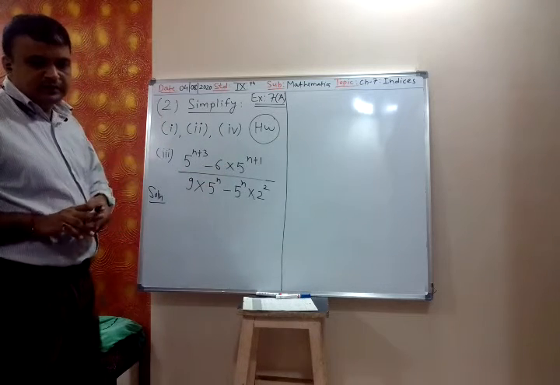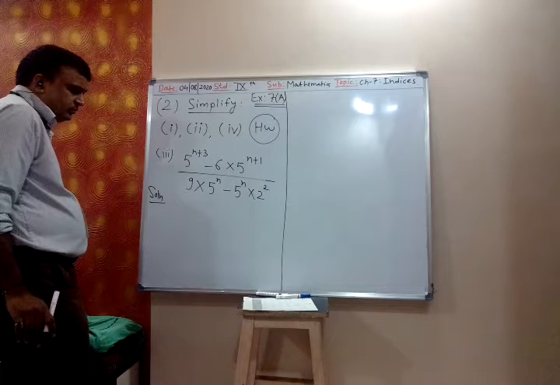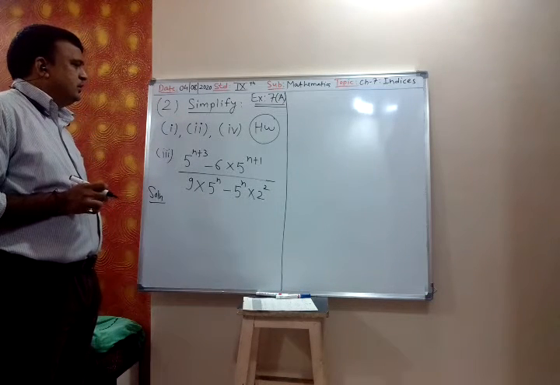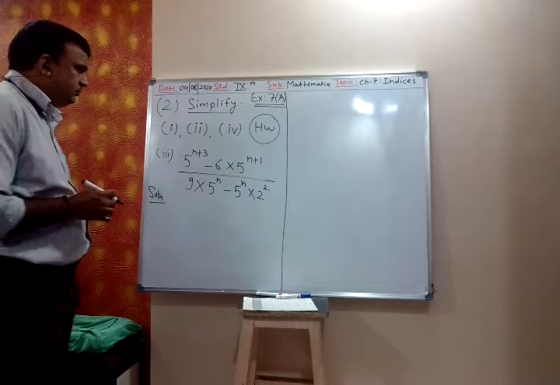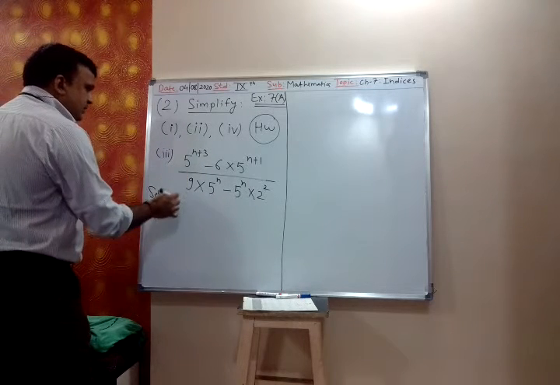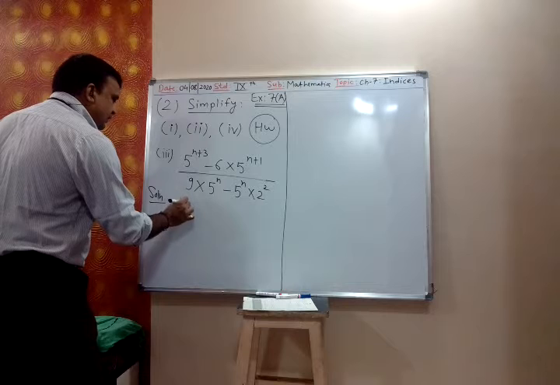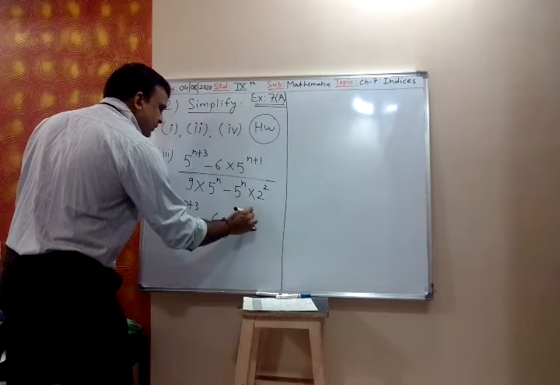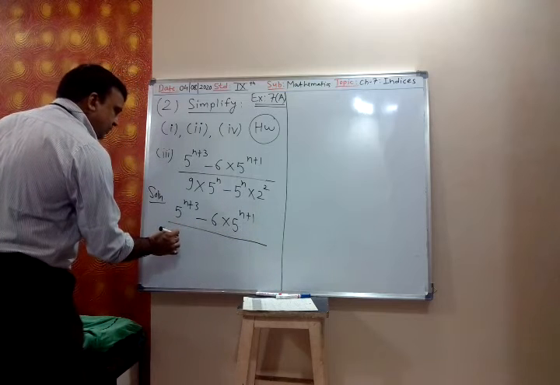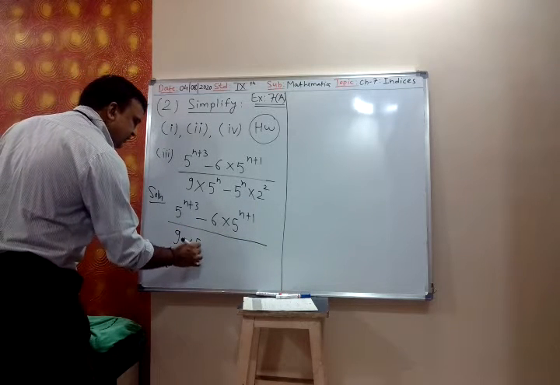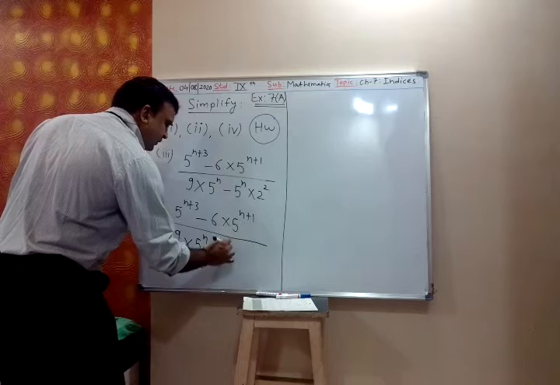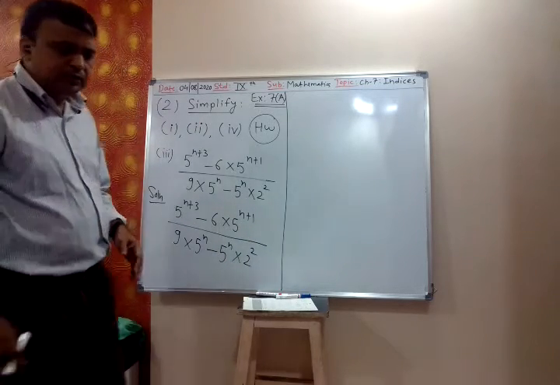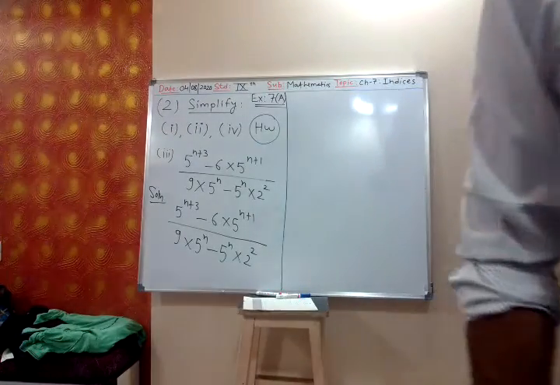First, second, fourth homework. They are directly you will get the answer. Now I will solve this third one. 5 raised to n plus 3 minus 6 into 5 raised to n plus 1 upon 9 into 5 raised to n minus 5 raised to n into 2 raised to 2. 2 raised to 2 I can write as 4.